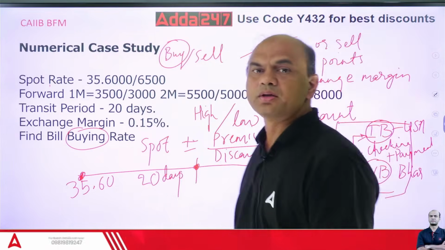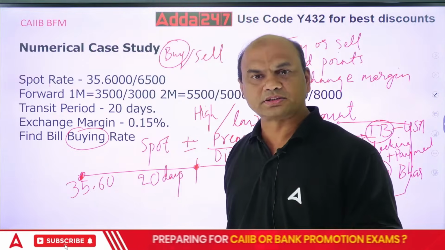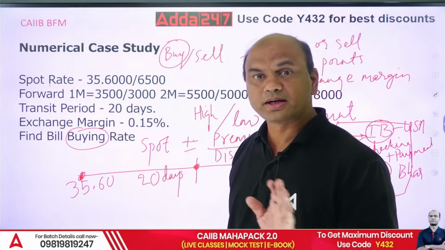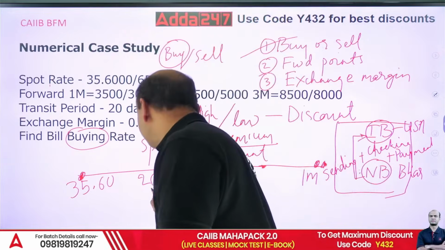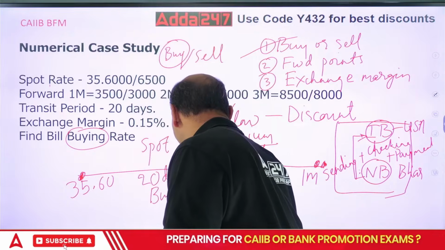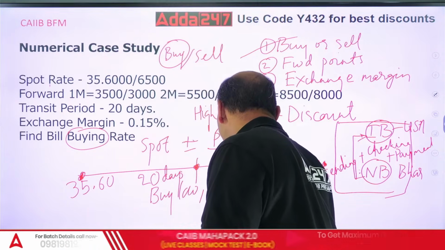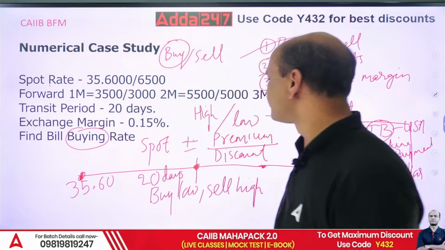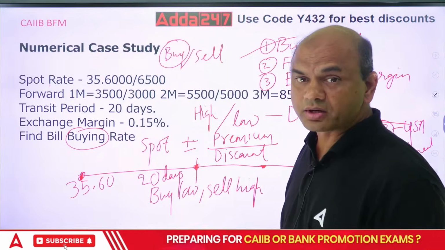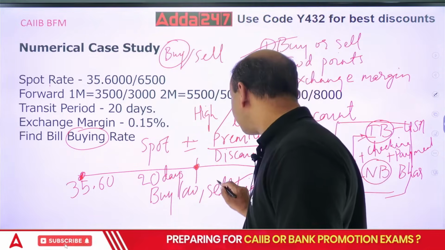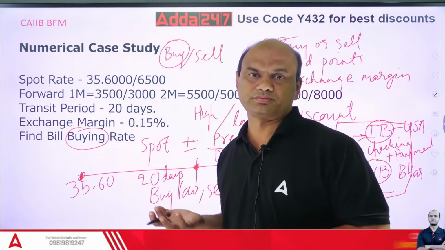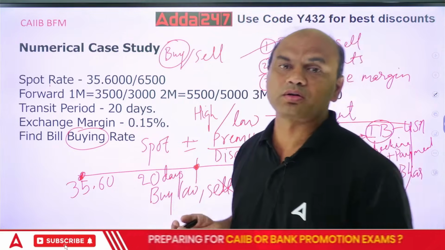So what will I do? In this case, I'll have to follow the concept of buy low and sell high. Now sell high is not there because I am buying. So only I'll follow buy low. But low between what? Buy low is okay, but between what?